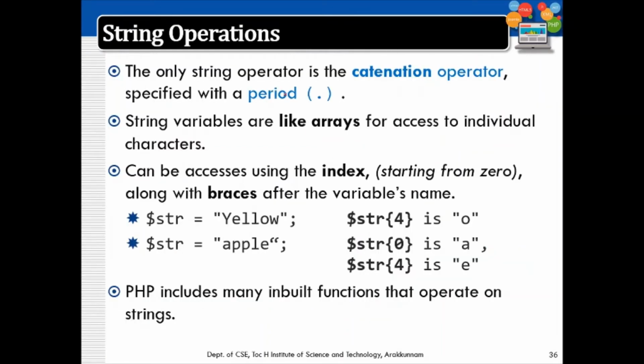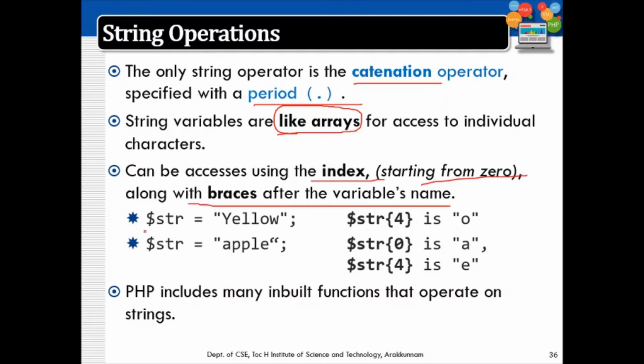Moving on to the string operations and string functions. The concatenation operator, we have already seen, is the dot symbol. String variables can be used like arrays, and that is one advantage. We can use just the index value starting from 0, with braces after the variable's name, to retrieve the value.